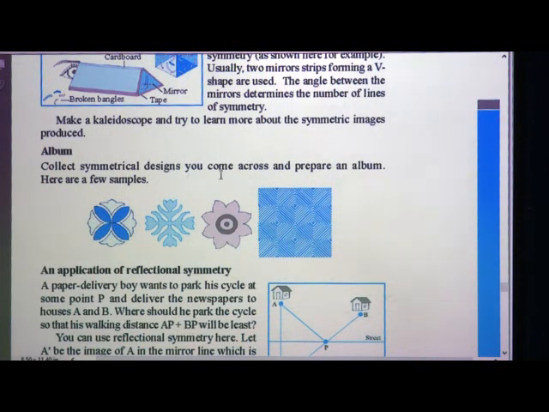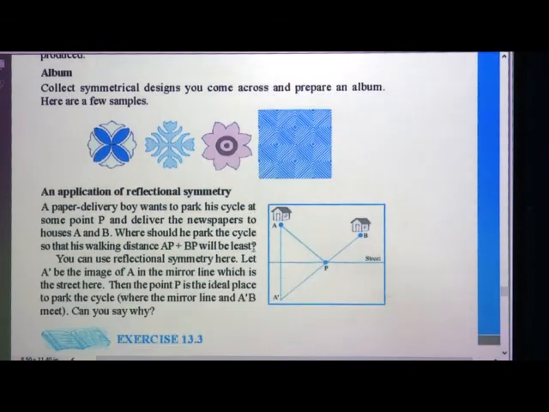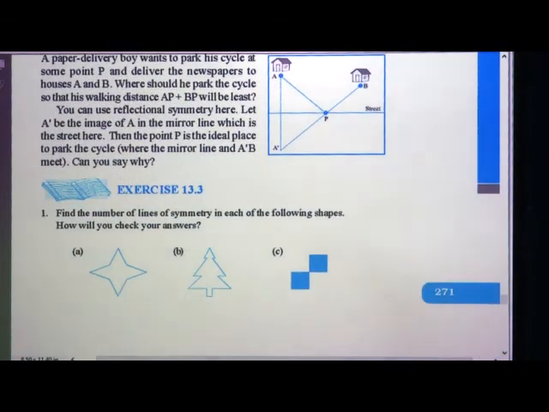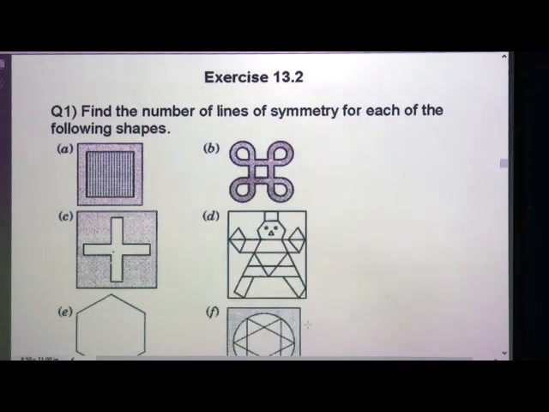Album: collect symmetrical designs as you come across and prepare an album. You can prepare an album of different patterns. Okay. So, let us see the exercise questions.